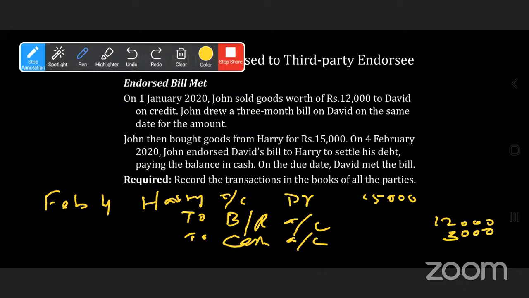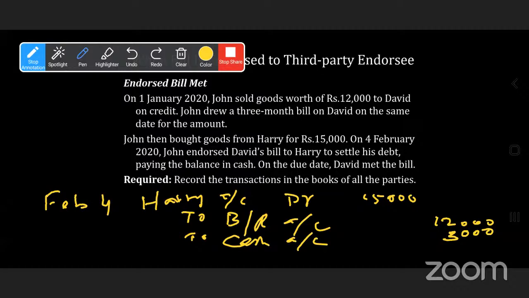Now you have to write the narration as David's bill endorsed to Harry, and the balance paid in cash. Is it okay? Yes, ma'am. These are the entries you have to write in the books of John.